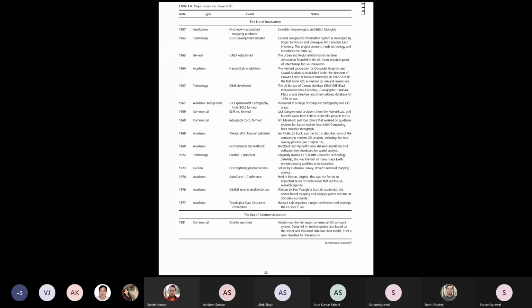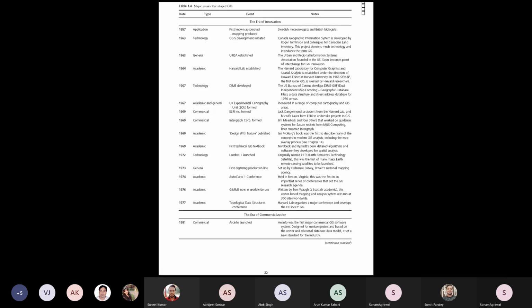Okay. Does anybody know the software which is developed by ESRI? It is quite popular in GIS. ArcGIS, ma'am. Yes. The ArcGIS, which is a proprietary, licensed software, is developed by ESRI.